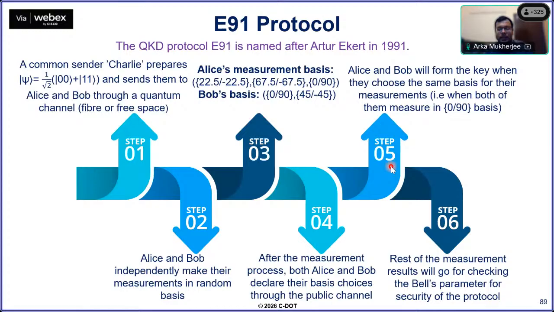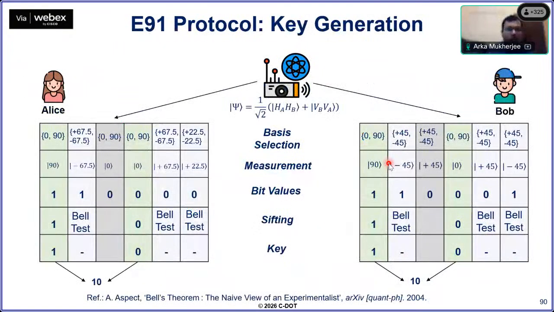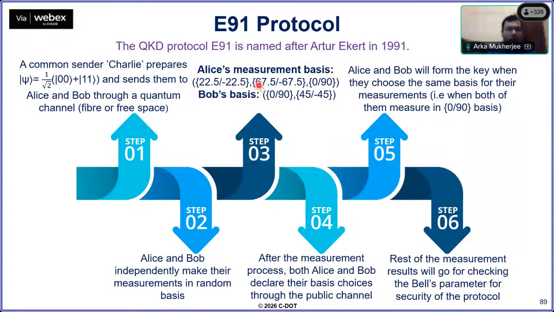Here, Alice's measurement bases and Bob's measurement bases are different. Alice will measure at three bases: 22.5 and minus 22.5, 67.5 and minus 67.5, 0 and 90. That is the rectilinear basis. Bob's bases are 0, 90 and 45, minus 45. That is the diagonal basis. So you can see that only one basis is matching between Alice and Bob, the rectilinear basis 0, 90. In the other cases, there is a basis mismatch, but these will contribute to the Bell CHSH test.